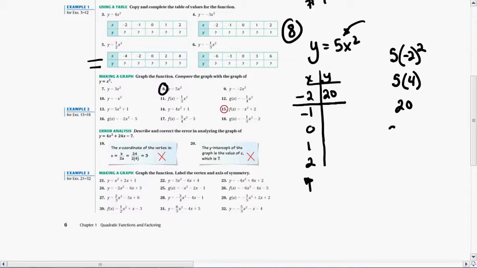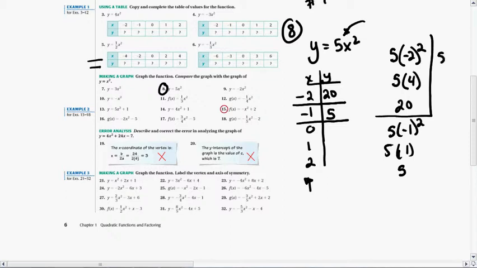Let's do -1. 5 times -1 squared. -1 times -1 is a positive 1. So 5 times positive 1 is 5. So when x is -1, y is 5. And let's try 0 now. So 5 times 0 squared, well that's easy. 0 squared is just 0, and 5 times 0 is also 0. So when x is 0, y is 0.